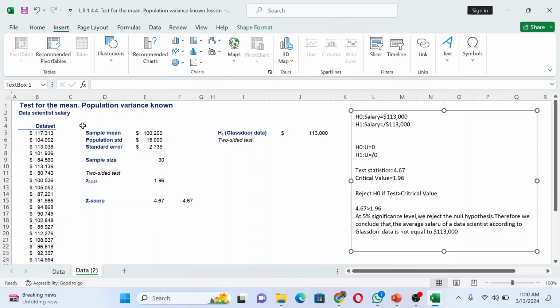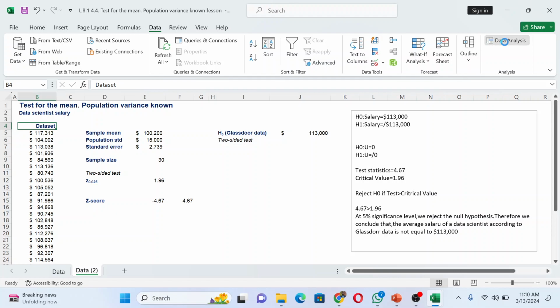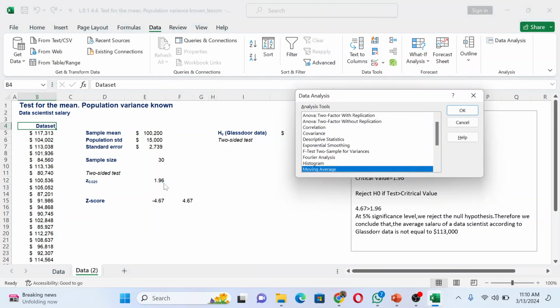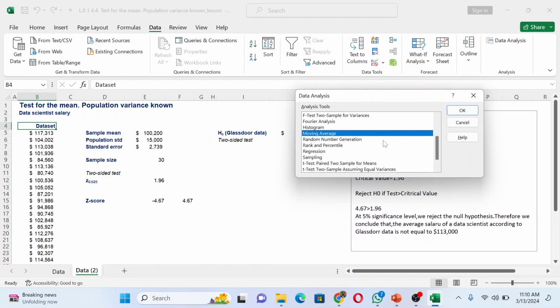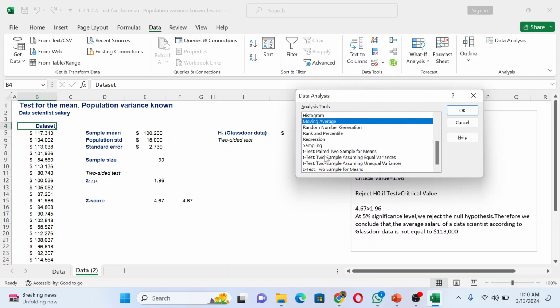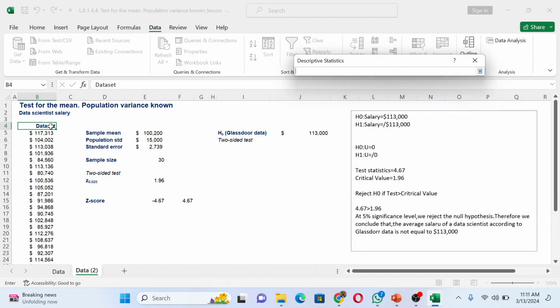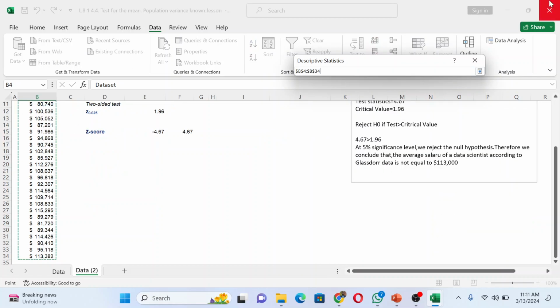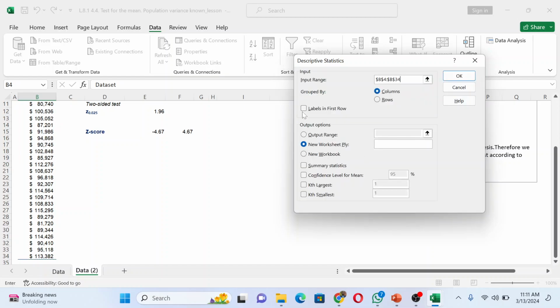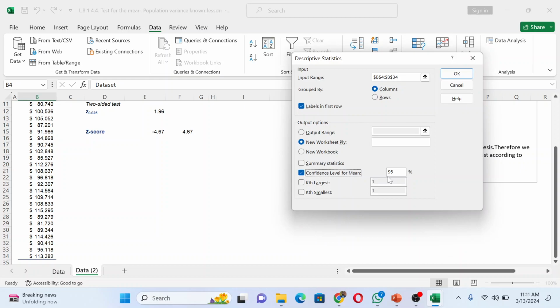I don't know if this will work. Let me try using the data analysis tool. The weakness about this one is it doesn't have a paired t-test, it doesn't have one for one sample. But let me check on the descriptive statistics and see if it's going to work. It will give us labels, confidence level for mean is 95%. If it is 5, then new worksheet. Let me see.